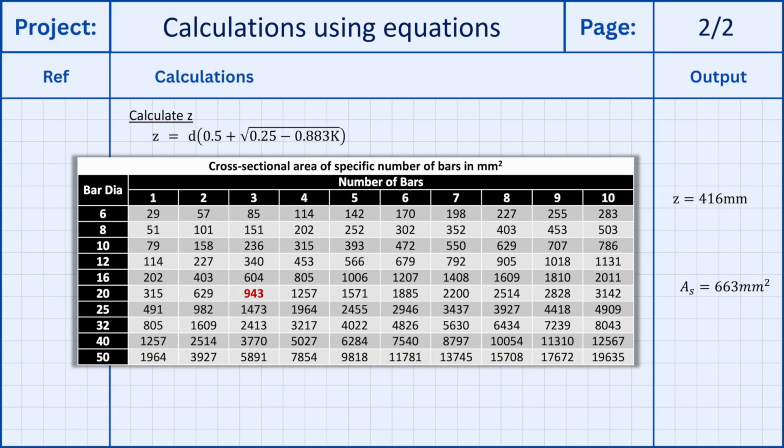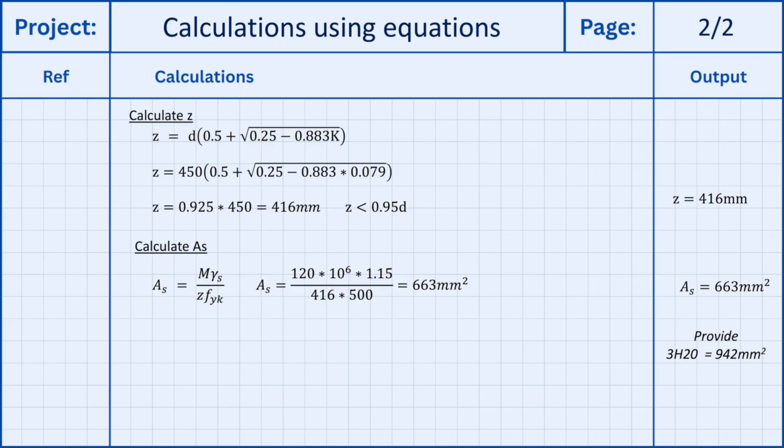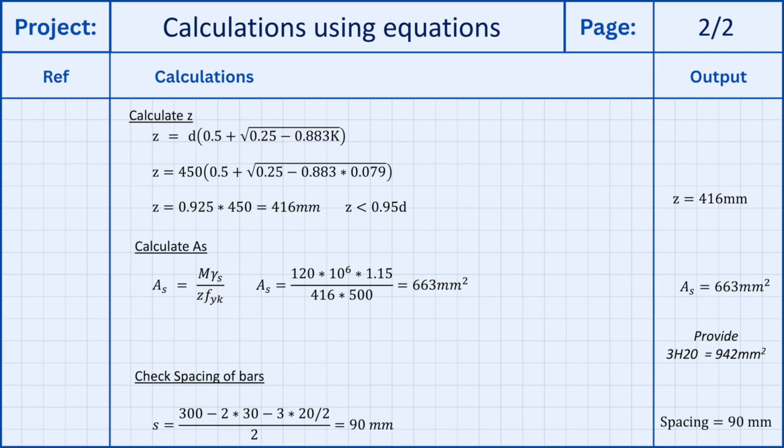In this example, we will take 3 bars with a diameter of 20 mm and a steel area of 943 mm square. Now we need to check if the requirements for spacing between bars can be satisfied. First, we need to find the nominal cover to the reinforcement. That's the bar diameter plus 10 mm for deviation. So for a 20 bar diameter, the cover is around 30 mm.